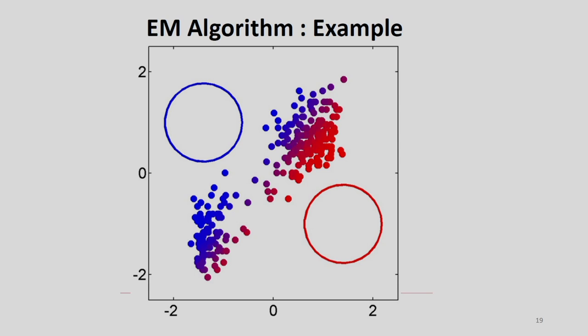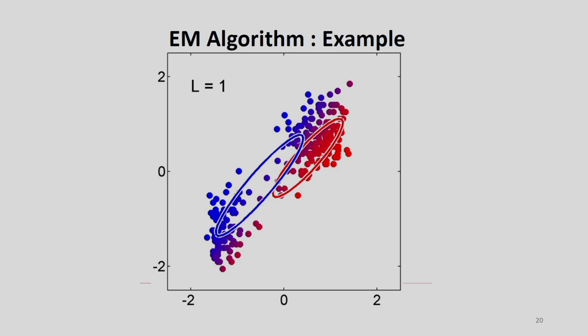So move to the next slide. Here you can see some of the data points are assigned to the blue cluster. That is, some of these data points are assigned to the blue colored Gaussian, and some of the data points are assigned to the red colored Gaussian. So this is the initial assignment. Here L is equal to 1, which means this is the first iteration. After doing this, I am getting these two new Gaussians, because I am assigning some of the data points to the blue colored Gaussian, and some to the red colored Gaussian. After this assignment, I have these two Gaussians after the first iteration.